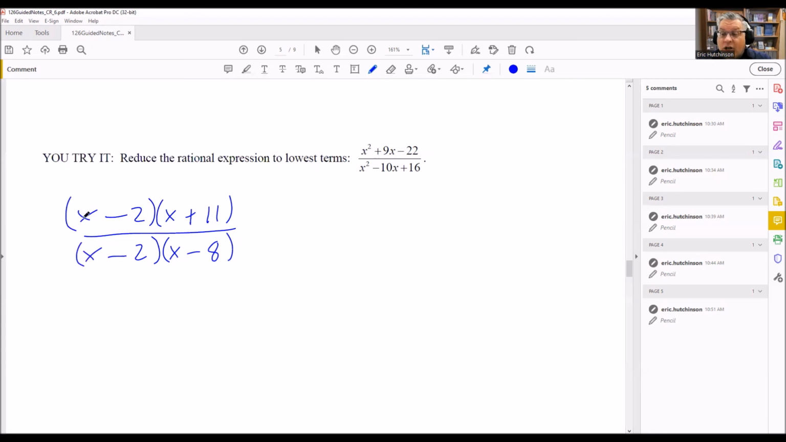We notice here that we now have something that we can cancel. The x minus 2s will cancel out. You get x plus 11 over x minus 8. Nothing more we can do with this. There's no reducing. That would be in lowest terms.